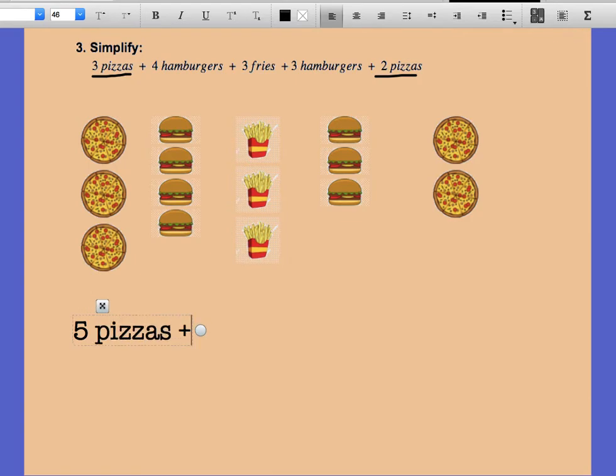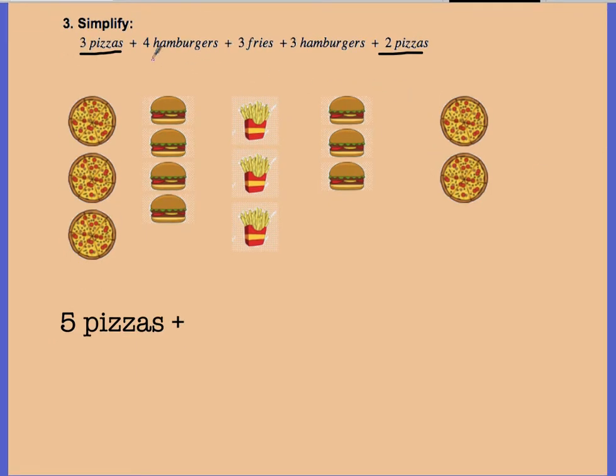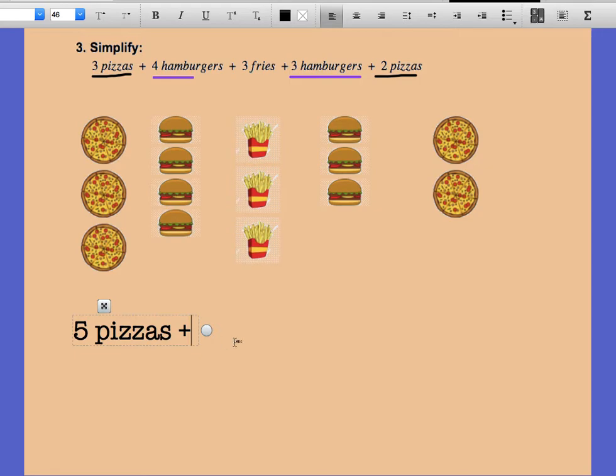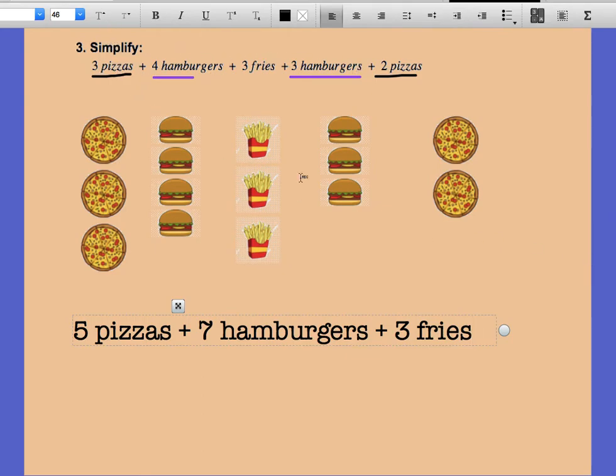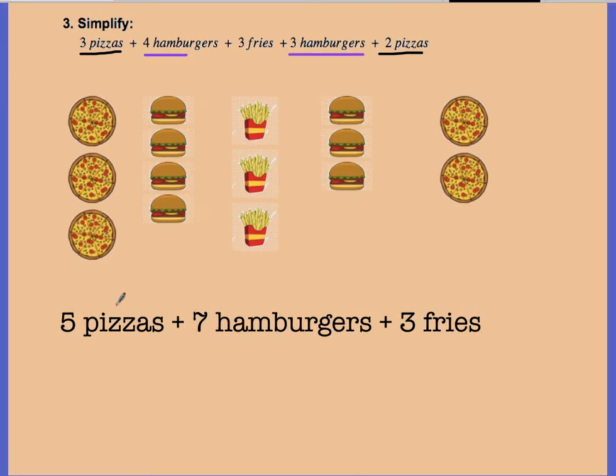And what else is the same? Check out those hamburgers, right? We got 4 hamburgers and 3 hamburgers. And yeah, there's pictures here too, just in case that might help us too. So 4 and 3, and you can count them too. You have 7 hamburgers. And then there's only 3 fries, plus 3 fries. So why is this simplified? Well, look at the number of terms. You start with 5 terms and you end with 3 terms. So we simplified that now because all the terms that are the same kind of thing are now together. So this would be your final answer for this.